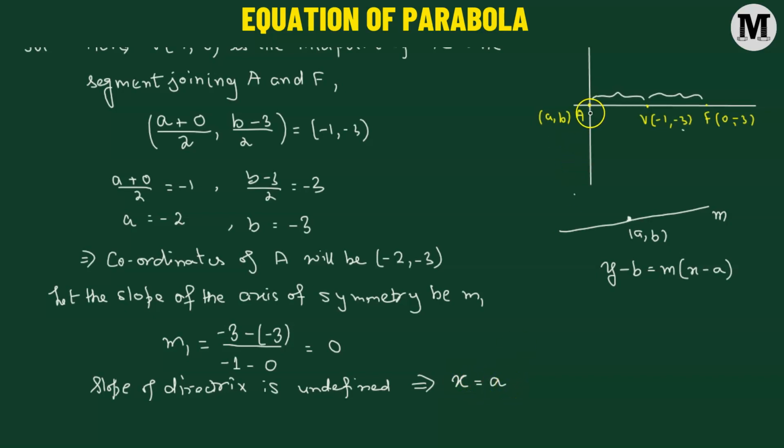So a is the x coordinate of point A, and we have already obtained a value of a. So a is -2, which means that the equation of the directrix line is going to be x equals -2. So now we have the equation of the directrix line. So in this case, we actually don't need the point slope form. We also have the coordinates of the focus. We are ready to find out the equation of the parabola.